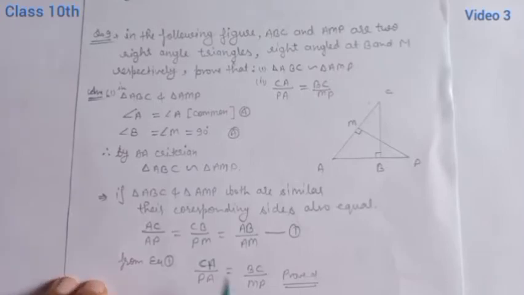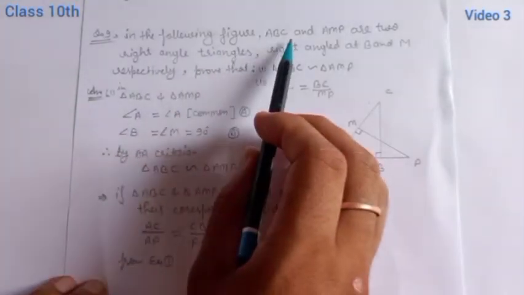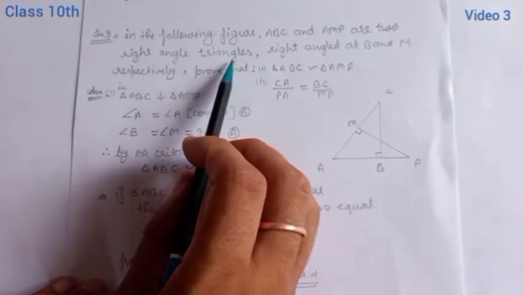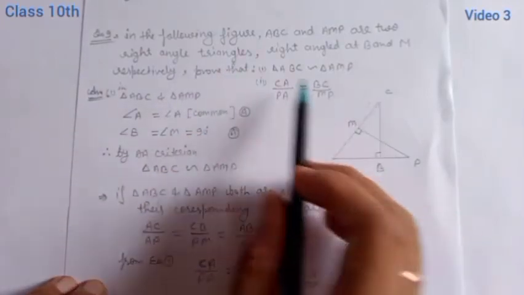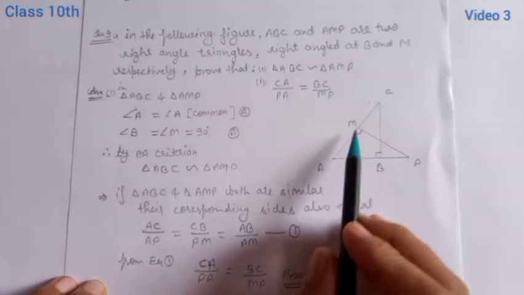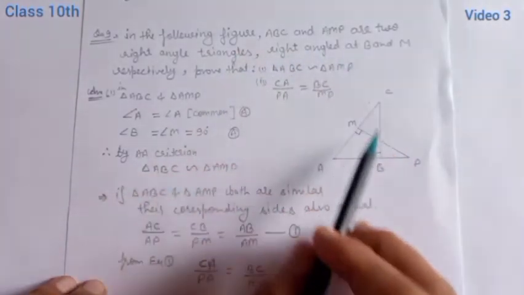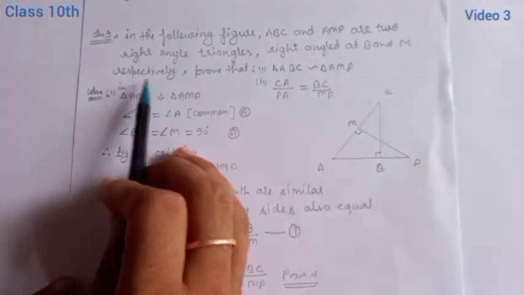Let's do question number 9. In the following figure, ABC and AMP are two right angle triangles. So ABC and the other is AMP, triangles with right angles at B and M respectively.